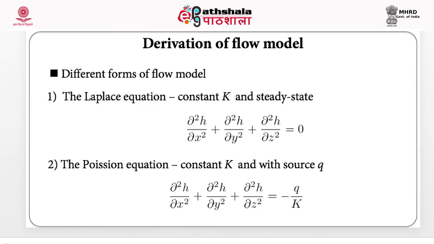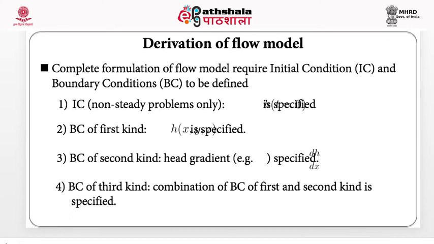Then there is a third type of boundary condition, also called the third kind. This boundary condition combines the first kind of boundary condition and the second type boundary condition. Mostly, in our general problems, we deal with the second type and first kind boundary conditions, and only in very special cases do we deal with the third kind of boundary conditions.